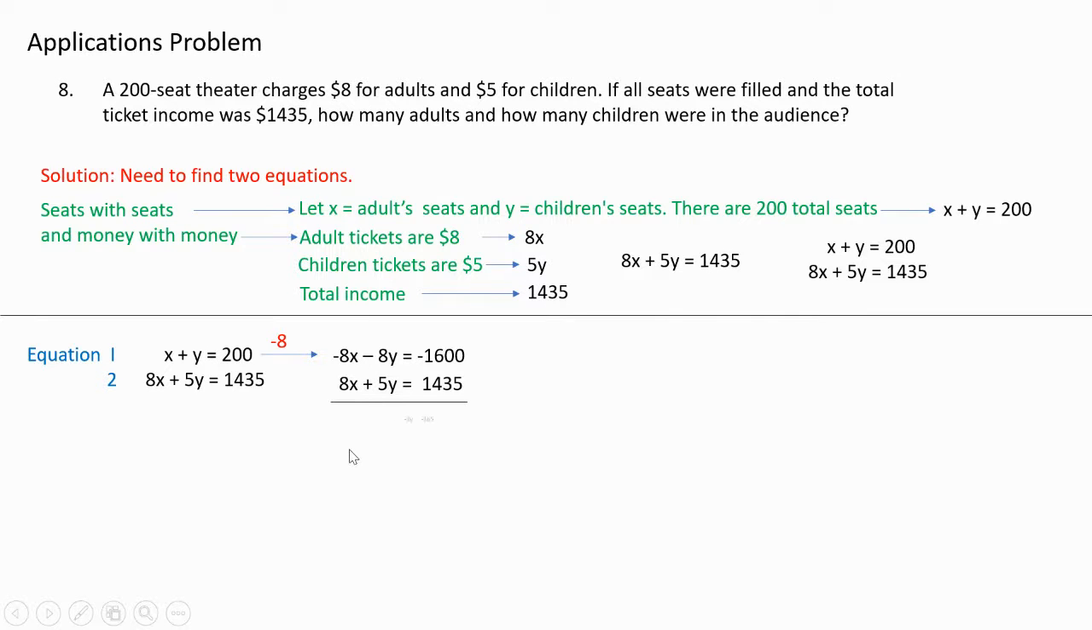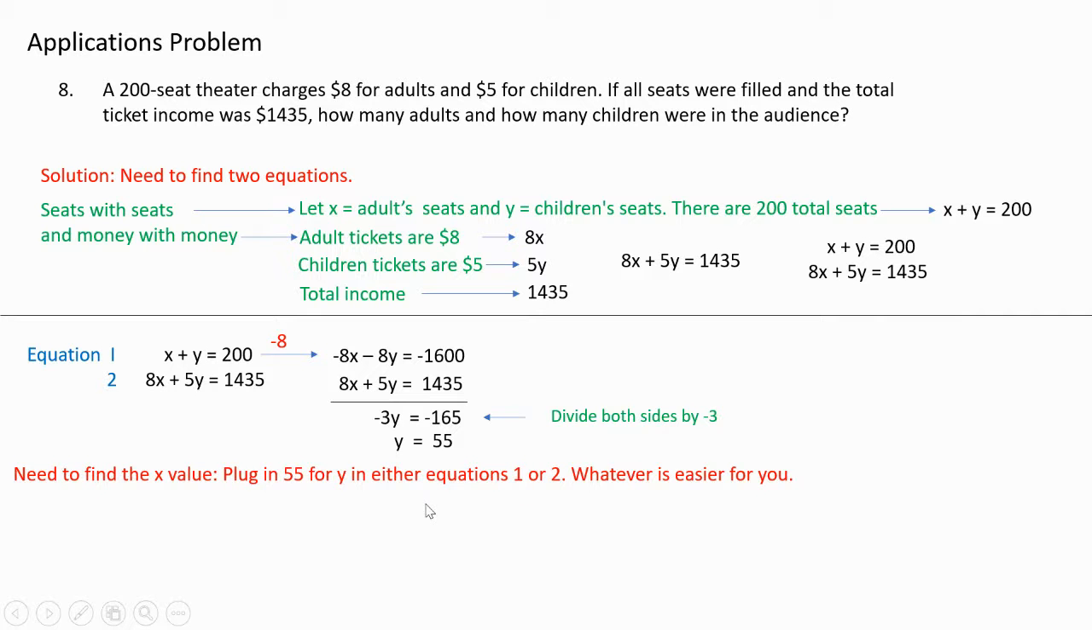The x's will be eliminated, and for the y's, -8 plus 5 gives us -3y, and -1600 plus 1,435 gives us -165. We divide both sides by -3, and it gives us y equals 55. So I found my y value, but now I need to find my x value.